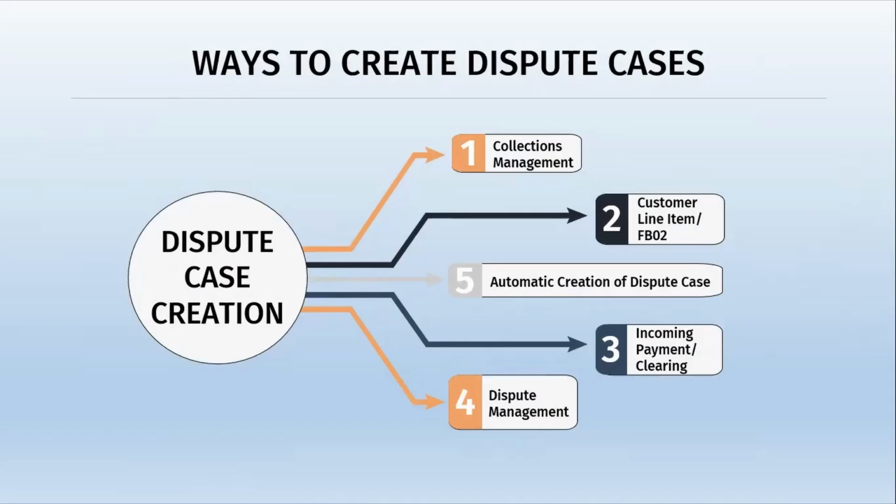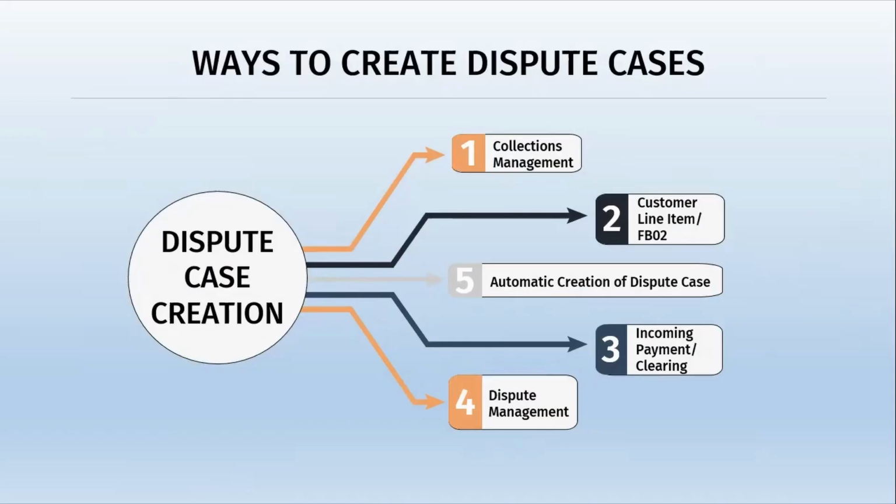So these are the 7 methods that I have identified from where we can create a dispute case in SAP GUI. We will create dispute cases. We'll go into each of the transactions, create some dispute cases, then process those dispute cases. We'll make some partial payment, and we'll make some full payment to the line item.